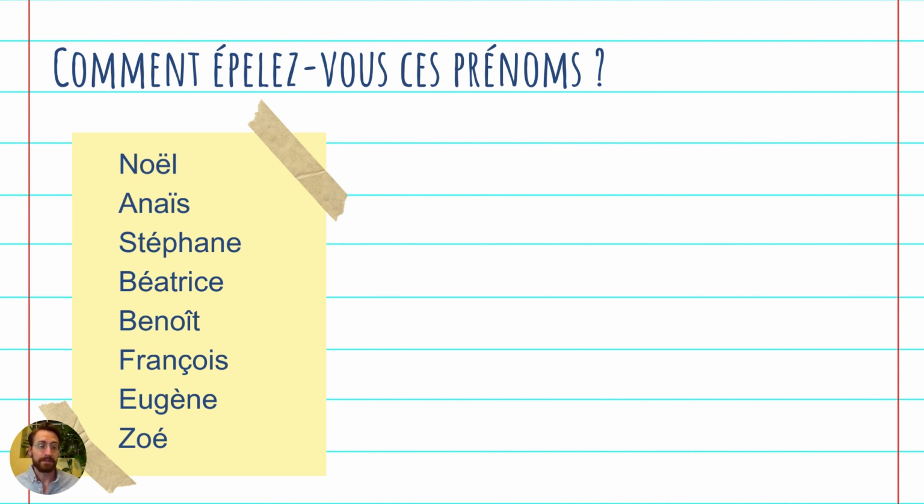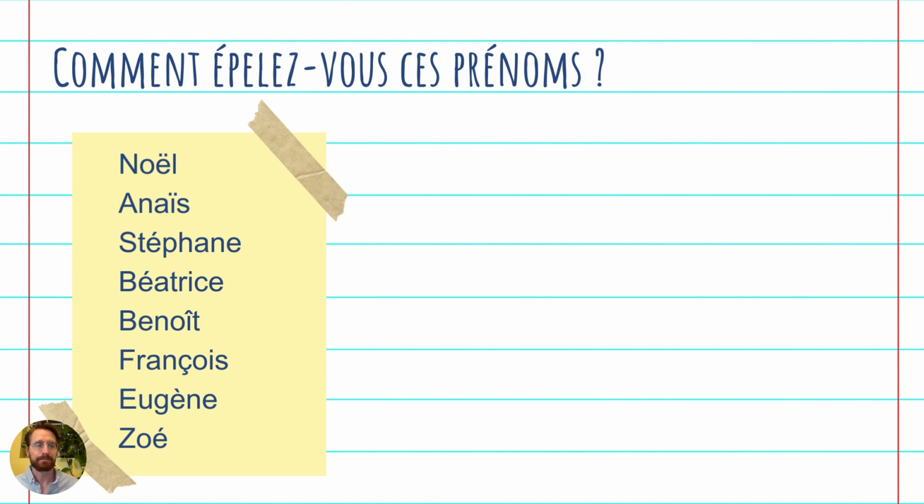Okay, so hopefully you paused the video and you did the exercise. So let's start with Noël. We have N, O, E, tréma, L. Ensuite, Anaïs. A, N, A, I, tréma, S. Ensuite, Stéphane. Stéphane. We have S, T, E, accent aigu, P, H, A, N, E.